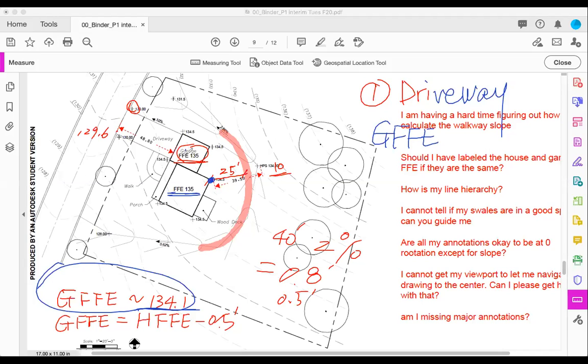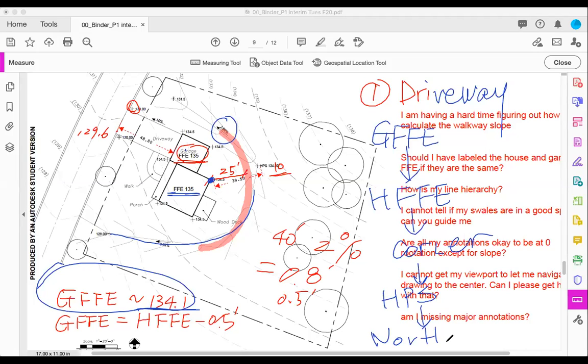Your garage FFE change will lead to your house FFE changing, which will lead to the corner changing, which will lead to HPS changes. I'm pretty confident this side will stay within 2 to 10% slope, but this side it may drop below. It's kind of borderline there. So you want to check the north swale and see if its slope will drop below 2%.